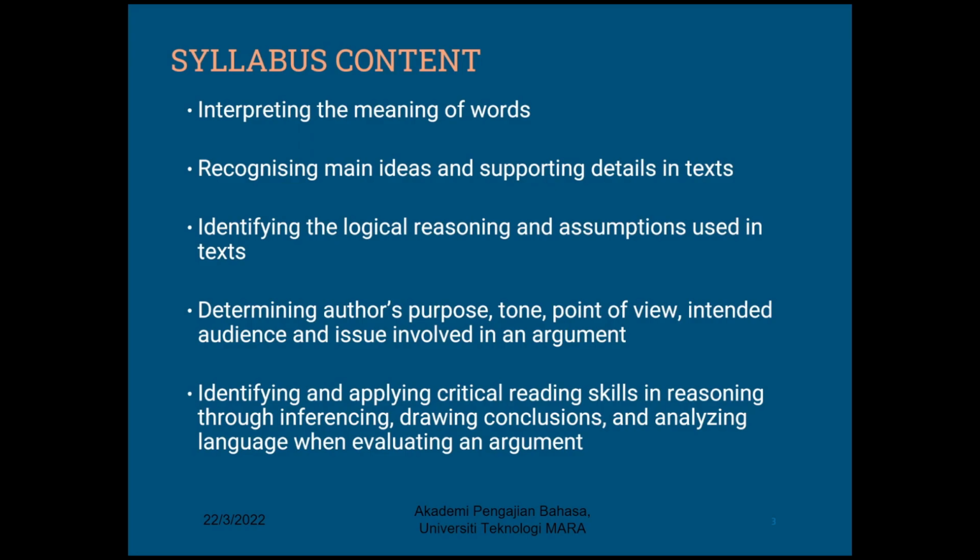Okay. The next one is determining the author's purpose, tone, point of view, intended audience, and issue involved in an argument. Meaning, why is the author writing about this text? What is the tone? Maybe the author is being critical, maybe he's being melancholic. That is how you determine them. Point of view, meaning is he or she supporting something, or are they trying to expose something? So that is how you identify them.